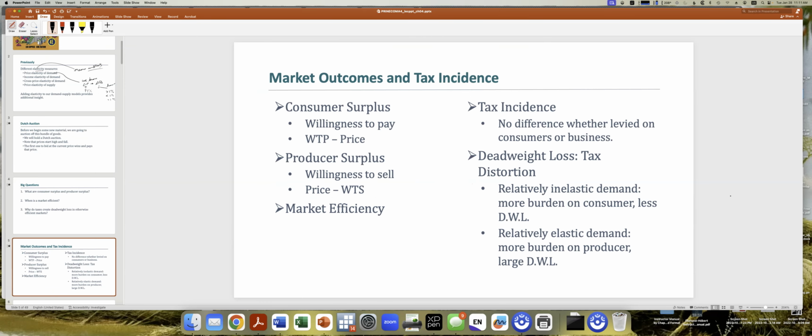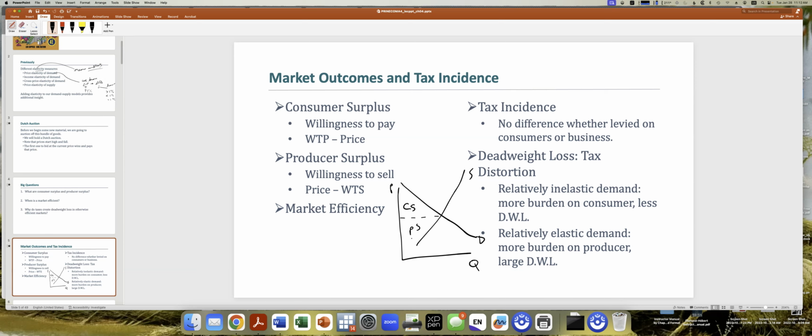Let's start to talk about what this means for our surpluses and our taxes. What we already know is that in a typical graph where we have demand and supply, we have our consumer surplus from the price up to the demand curve, and a producer surplus from the price down to the supply curve.